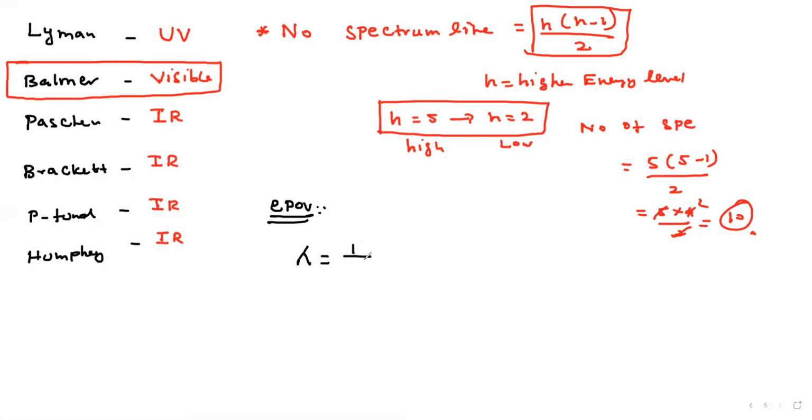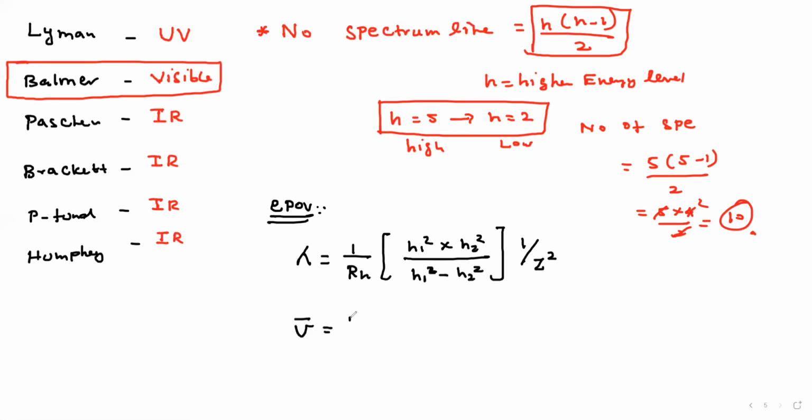1 by RH equals n1 square n2 square divided by n1 square minus n2 square. Using this formula, we are going to find out the wavelength lambda. Next is the wave number, v bar or 1 by lambda. What is the formula? v bar equals RH into 1 by n1 square minus 1 by n2 square, into Z square.